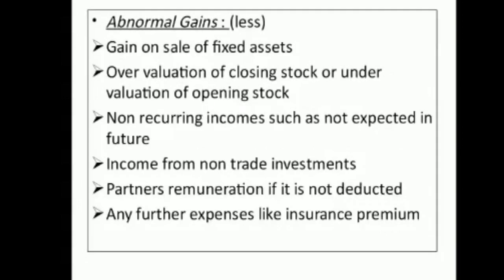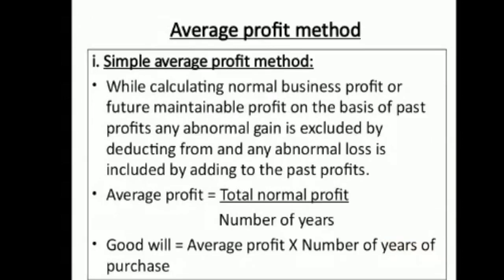We will calculate the average profit after deducting the abnormal gain and after adding the abnormal loss, thereby getting an adjusted profit. That profit has to be divided by the number of years of profit which we have seen. Then the average profit which we have calculated has to be multiplied by the number of years of purchase.